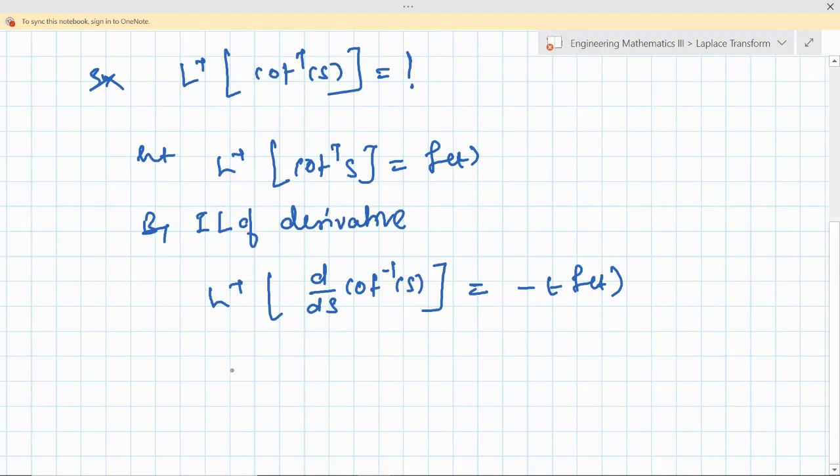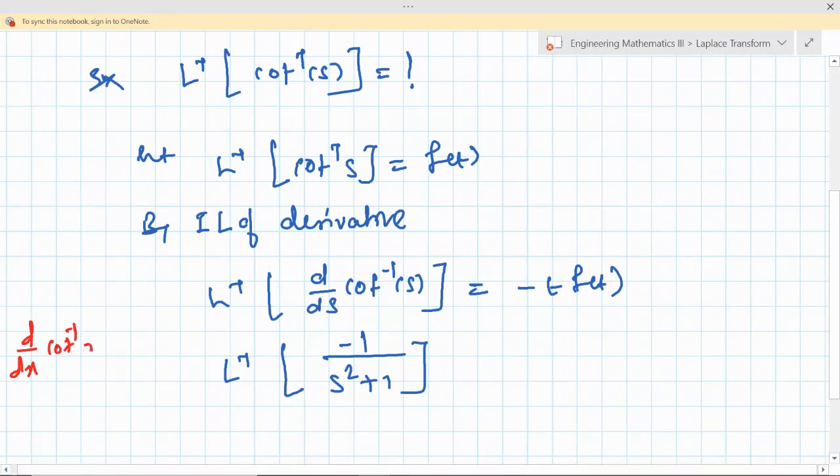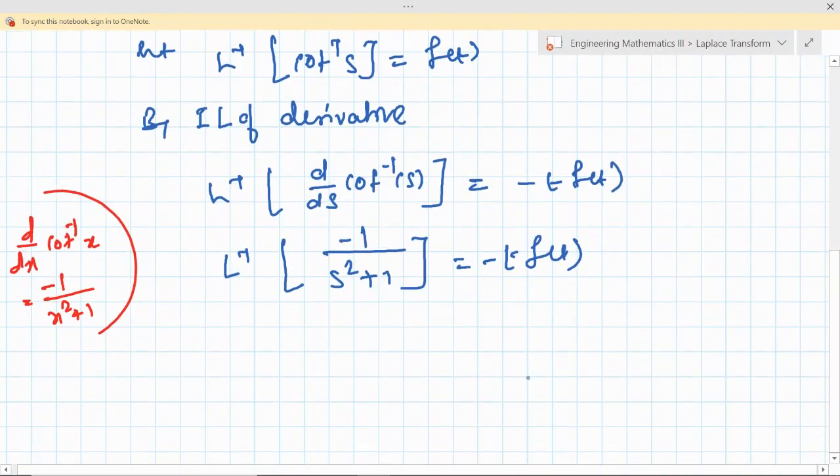So what is the derivative of cot inverse of s? So this is inverse Laplace of simply minus 1 upon s square plus 1. What is d dx of cot inverse of x? This is equal to minus 1 upon x square plus 1. This is the derivative that I have used here. So this is simply equal to minus t into f of t. So the minus sign gets cancelled on both sides.